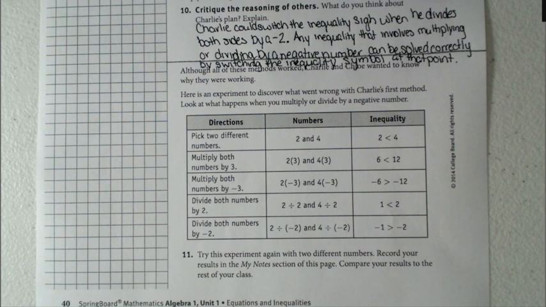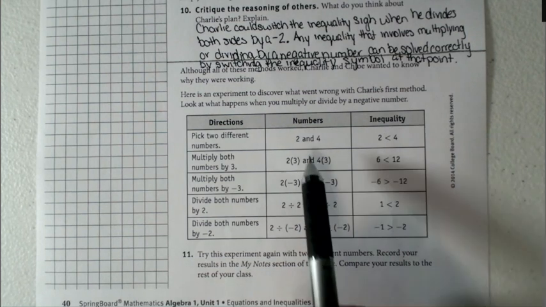First, pick two different numbers. Second, multiply both numbers by 3. Multiply both numbers by negative 3. Divide both numbers by 2. And divide both numbers by negative 2.